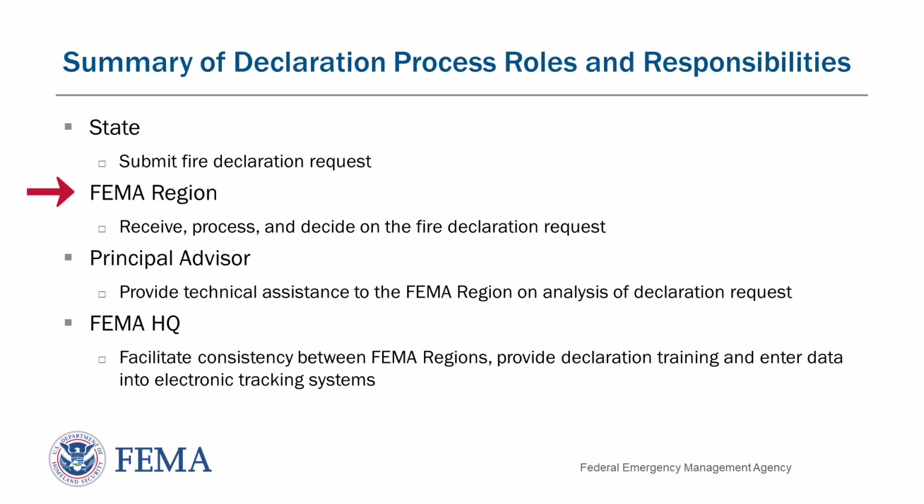FEMA's regional administrator is responsible for evaluating and either approving or denying the declaration request. The principal advisor completes the principal advisor's report and provides it to the regional FMAG staff and is responsible for providing technical assistance to the FEMA region on analysis of the declaration request. FEMA's headquarters is responsible for facilitating consistency between the FEMA regions on declaration request processing, providing declaration training if requested, and entering certain declaration data into the electronic tracking and management systems.